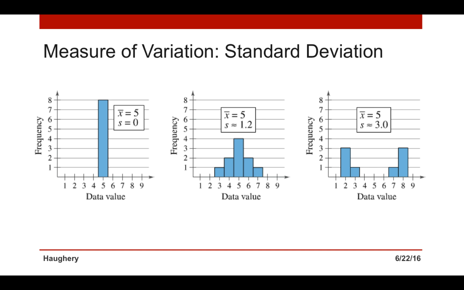Okay, so we can look at this graphically here. We have three different data sets. The first one has a 0 standard deviation. There's no variation. All of our data are clumped at 5. Then we have a 1.2 standard deviation, a little more spread out in our data, basically from maybe 2.5 up to 7.5. Then with the standard deviation of 3, we have a much further spread in comparison to these other two.